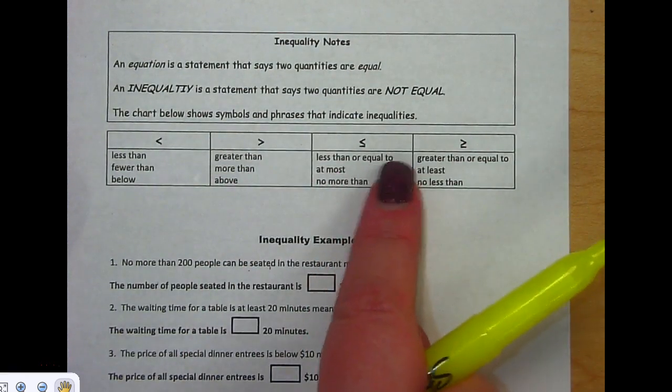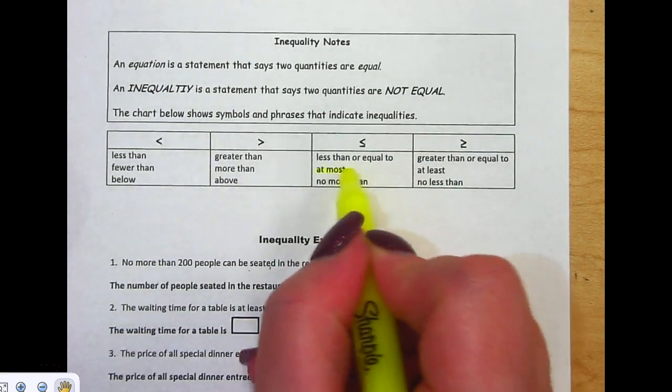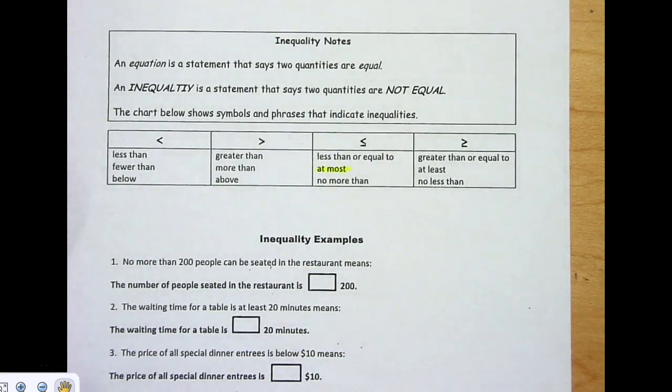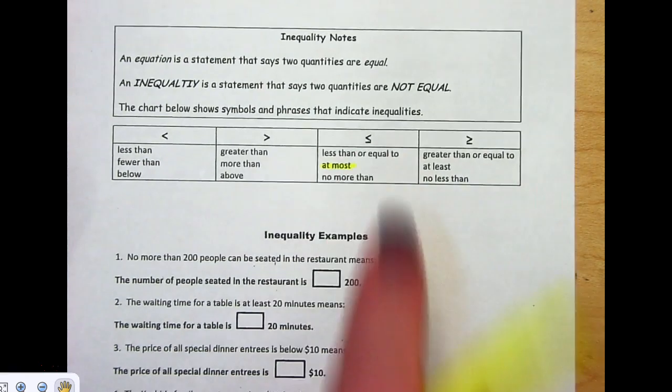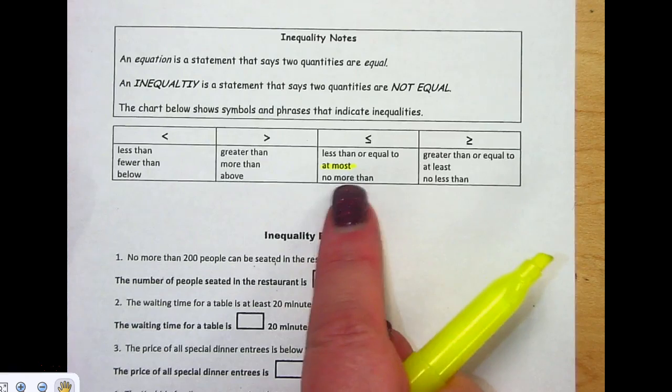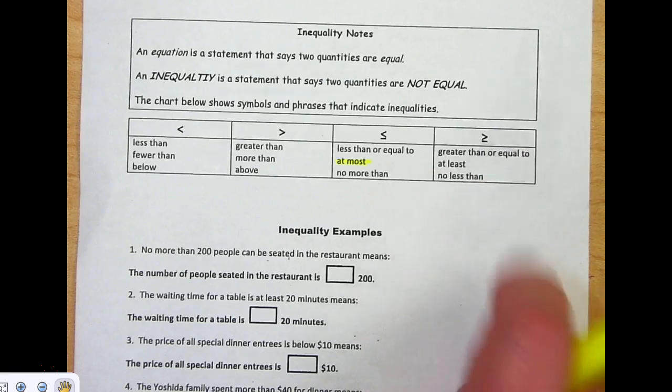Less than or equal to, this one right here, at most, that's a tough one for people. If I have $20 at most in my purse, how much money could I have in my purse? Could I have 25? Or does that mean I have less than 20? Less than 20. If at most I have is $20, that means I could have 10 or I could have 15. But the most I could have is 20. So that's this right here, less than or equal to. Also, no more than means that. Greater than or equal to, that one's pretty obvious.